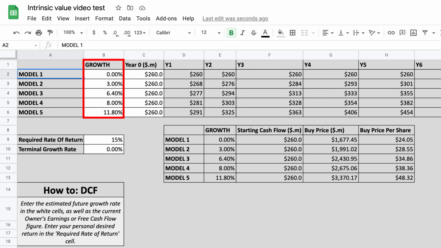Also, you'll see that we need to enter in some growth expectations. So what do we think the business will grow at per year for the next 10 years. This part of the process is the most critical part.